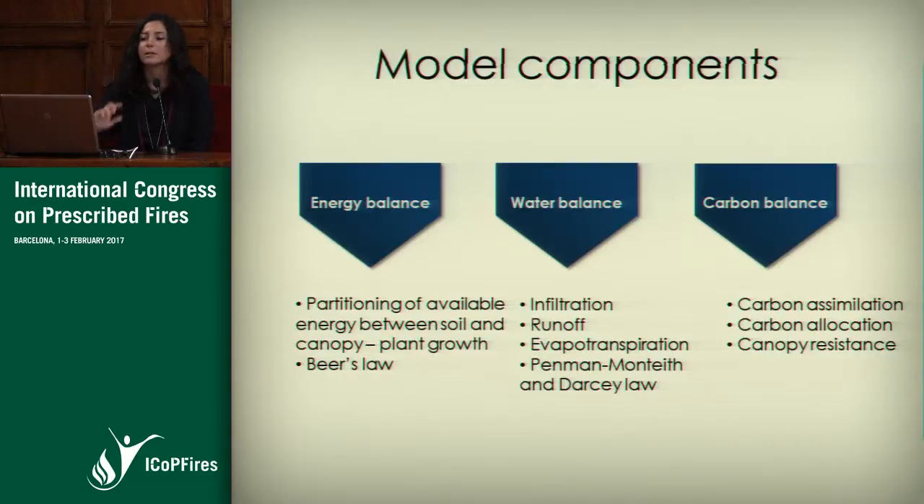The model has several components: an energy balance component that partitions available energy between soil and canopy, and with that it models plant growth. It has a water balance component that simulates infiltration, runoff, and evapotranspiration, and a carbon balance, which simulates carbon assimilation, carbon allocation, and canopy resistance, which is also very important for transpiration. So as you can see, carbon and water are linked. They're both modeled, and their feedbacks on each other are modeled at the same time.